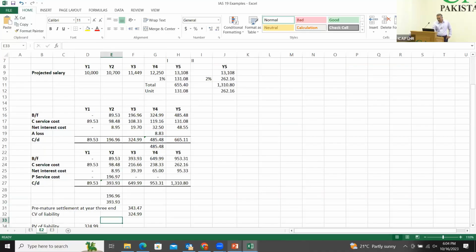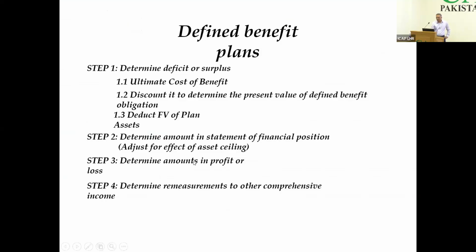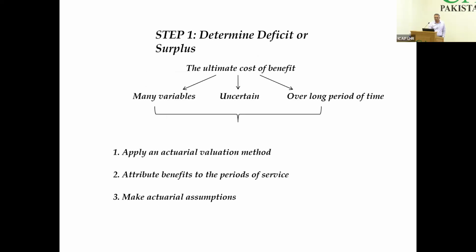Then again we have the presentation. Now you can go through these steps one by one. First, determine the deficit or surplus, ultimate cost of benefit, discount it to determine the present value of benefit obligation, deduct fair value of plan asset, determine amount in statement of financial position, determine amount in profit or loss account, determine remeasurement to other comprehensive income. These are the different steps involved in the calculation or accounting of defined benefit plan.